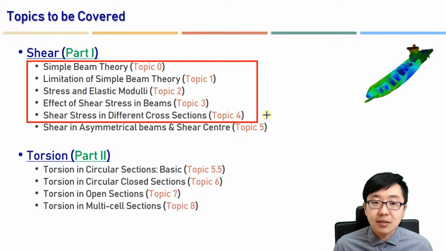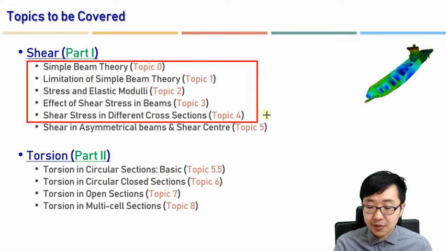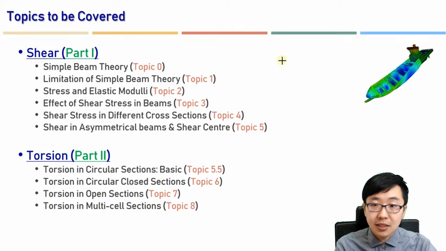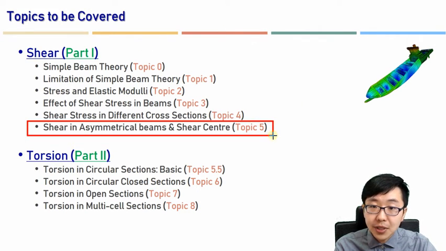From that knowledge and the previous outcomes, we're going to start with the shear stress in asymmetrical beams and the shear center concept from topic 5. I would say that this might be our first topic, followed by the torsion related topics.